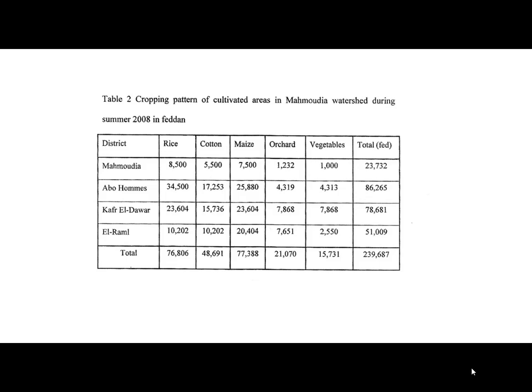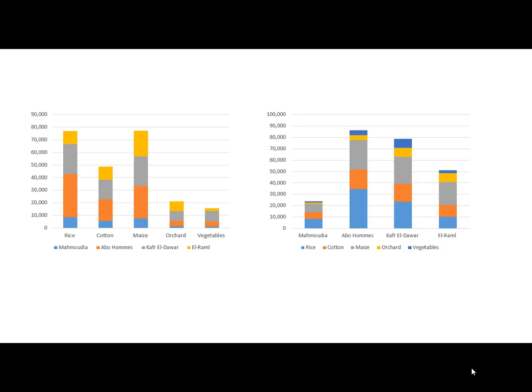We have 4 districts and 5 types of agricultural products. We can either plot it as a stacked column to the left that shows how the different crops are distributed for the districts, and if we switch the X and Y axes, we get how the crops are distributed for each of the districts.